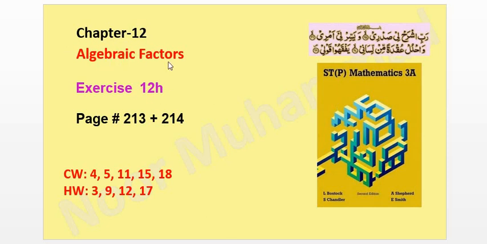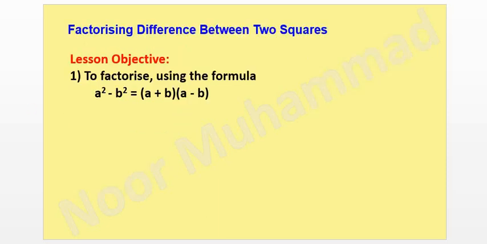Bismillahirrahmanirrahim. Chapter 12, Algebraic Factors. Exercise 12h. Our main objective is to factorize a given expression using this formula. Now today when we will be given a question, it will be of this type.